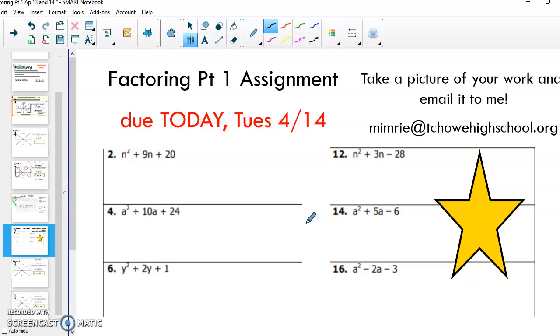Yesterday, we looked at 2 examples, not a whole bunch, but 2 examples of problems that look a lot like number 2, 4, and 6 on your assignment, where we needed to use that snowflake method to factor and break down our polynomials. Today we're going to focus, and that's why my gold star is on the right side, on problems that look a lot like 12, 14, and 16. We're going to do an example that looks like 12 and 14 and an example that looks like number 16 today, so that you are good to go to complete your assignment.